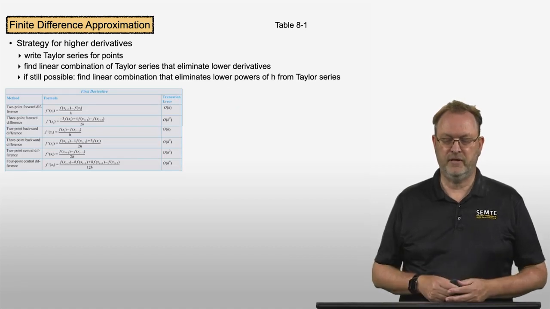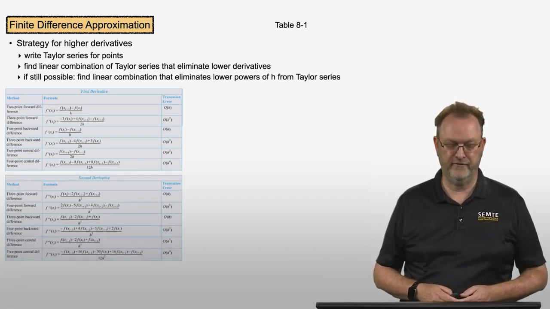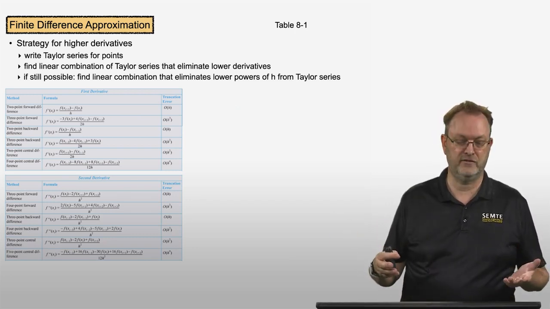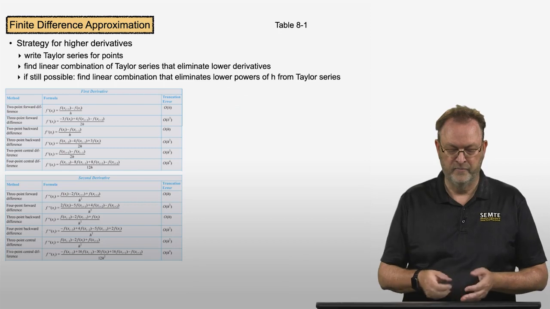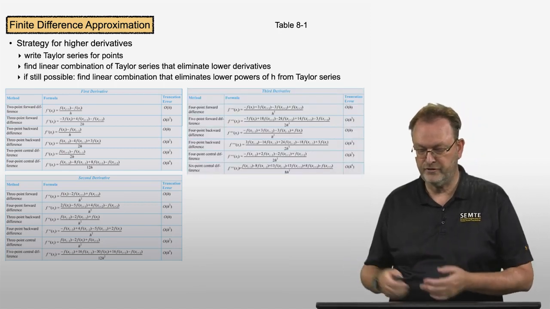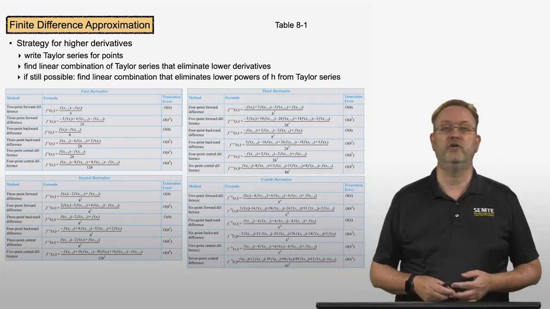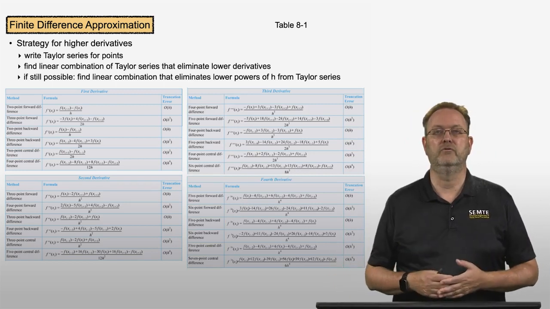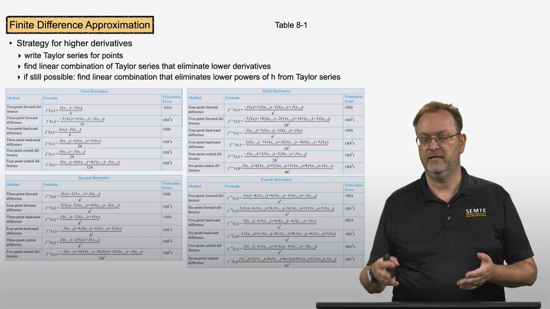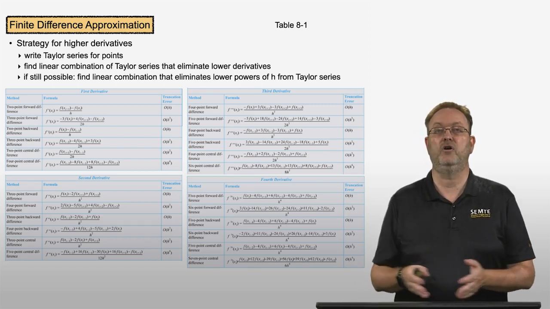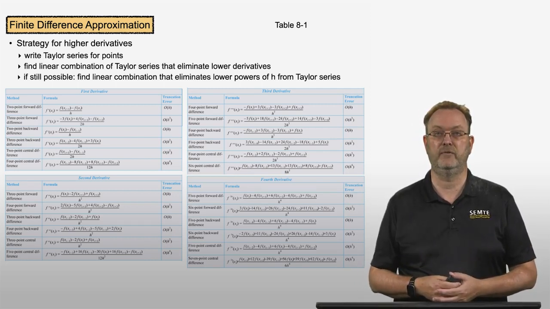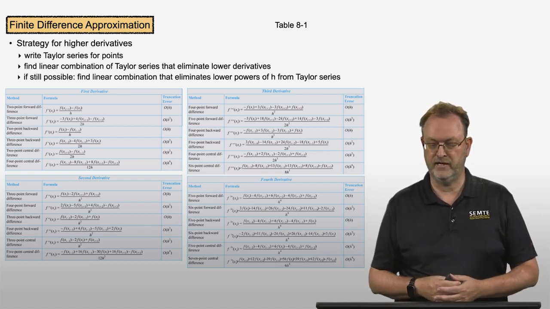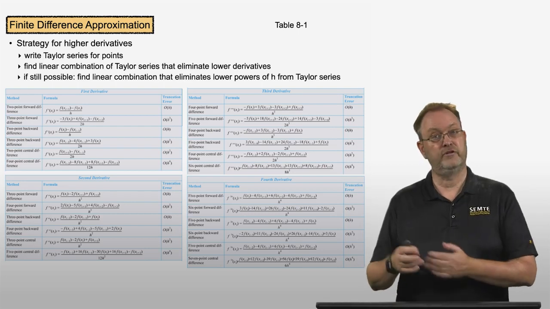Now in the textbook, in table 8.1, you will find a large table that contains finite difference formulas for the first derivative, the second derivative, the third derivative, and the fourth derivative. So please refer to this slide here or to the textbook in table 8.1, which contains all of these individual finite difference formulas that follow this exact strategy to derive these formulas for first, second, third, and fourth derivative.